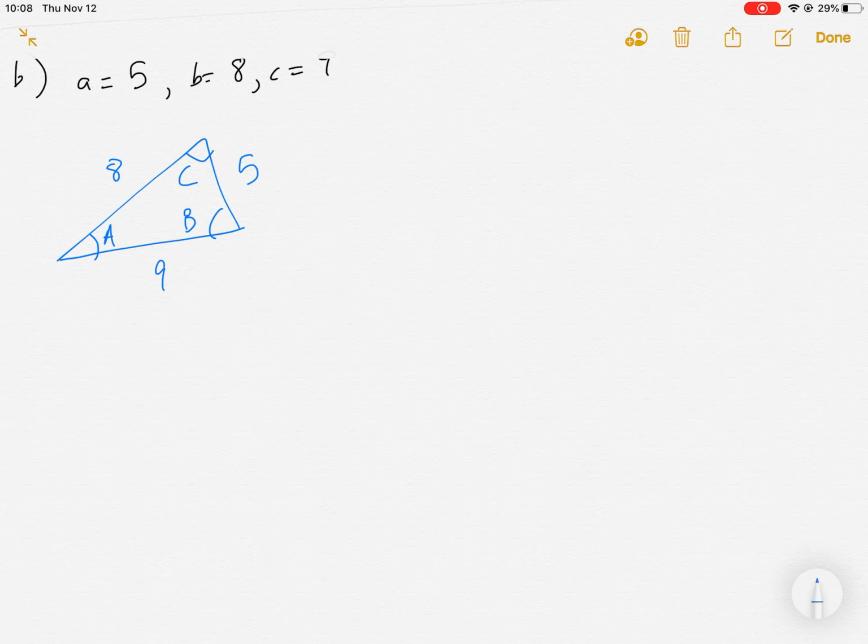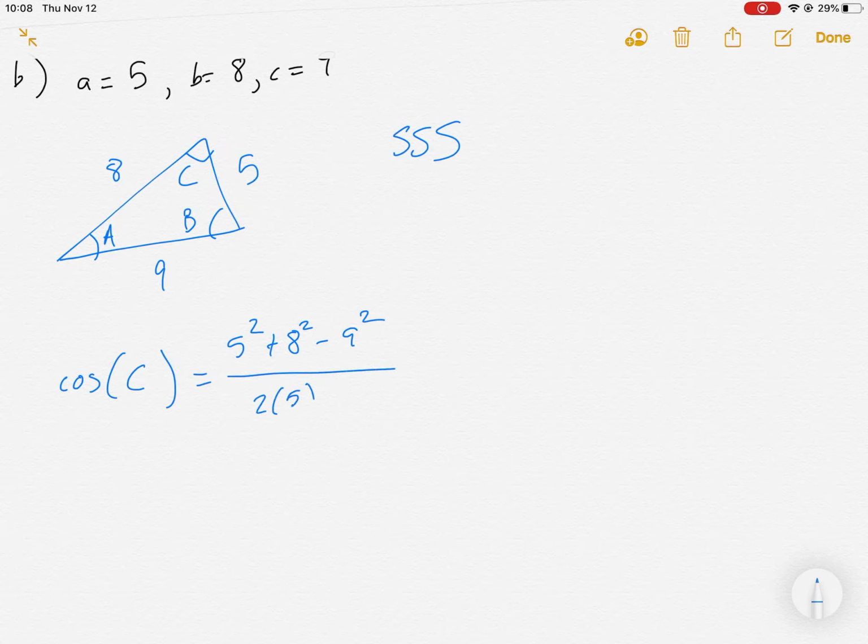Now notice you're given all three sides. That means it's an SSS. So we're going to use cosine of an angle. We're going to use the alternate version of the law of cosines. I'll just go with cosine of C since that's how it's written. No real reason for this. I'm going to end up with a squared plus b squared minus c squared all over 2 times a times b.